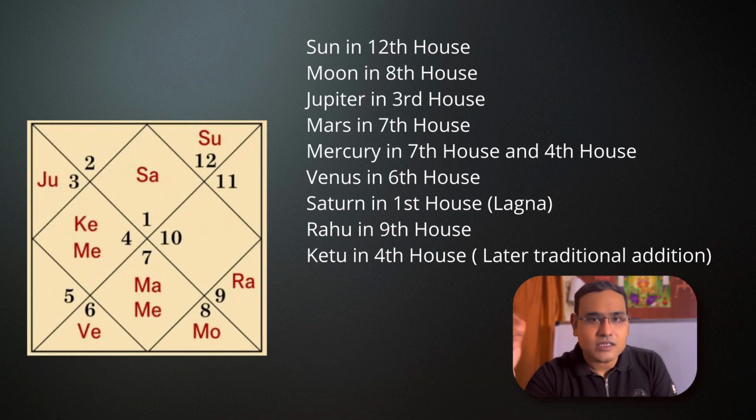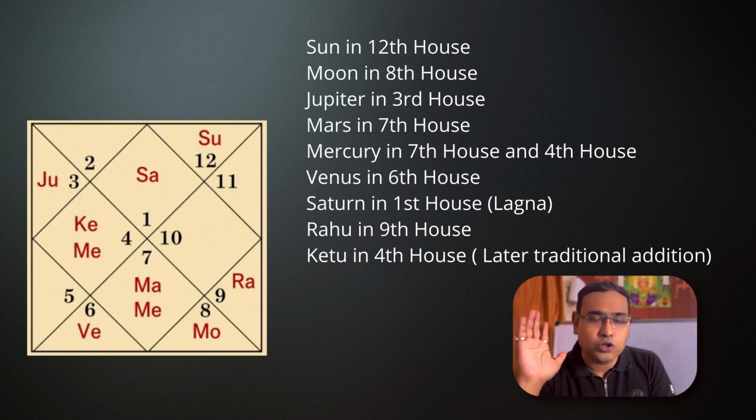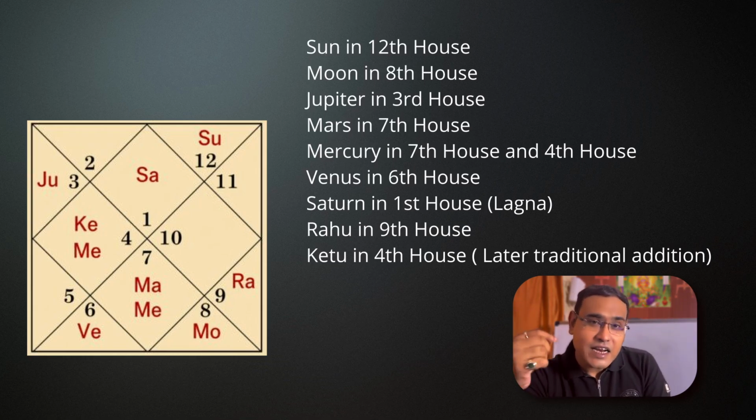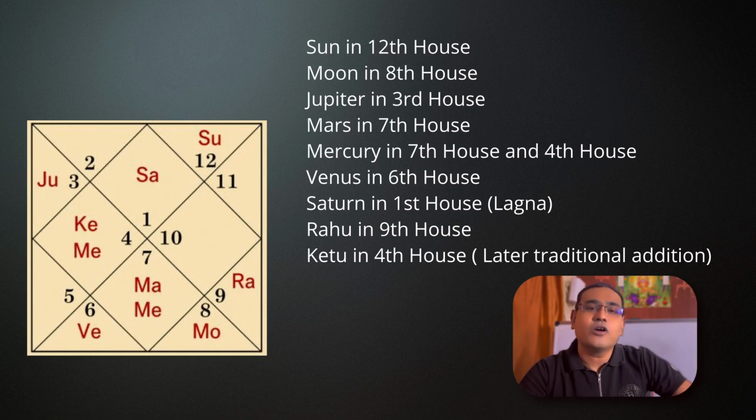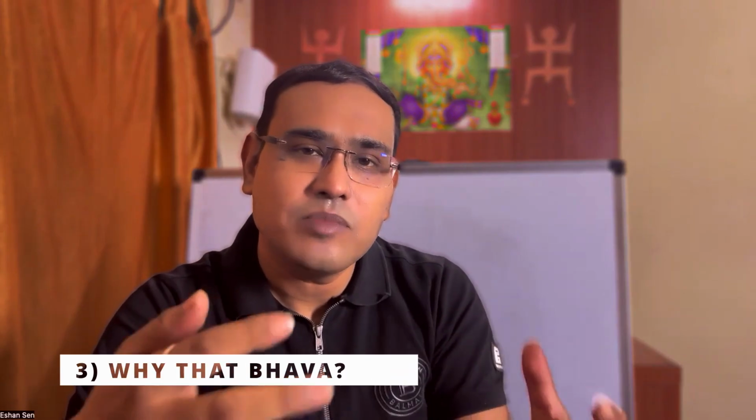The Marana Karaka Sthana of sun is in the 12th house, Jupiter in the 3rd house, moon in the 8th house, Mars in the 7th house, Mercury in 4th and 7th, both. Rahu in the 9th house, Saturn in the 1st house, and in modern tradition, Ketu is also there in the 4th house. We have to understand why the significators of the planet get destroyed or suffer a death-like situation in those houses. Firstly, let us take sun.